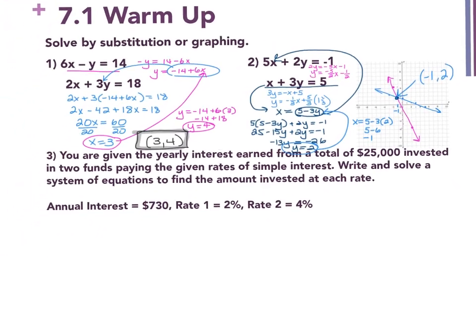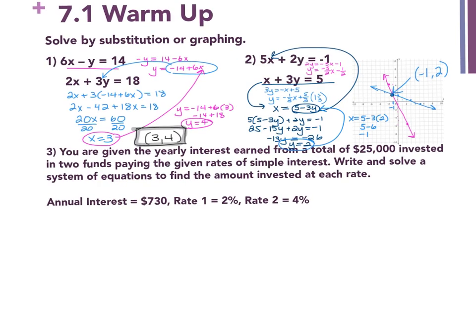All right, then question 3 said, you're given the yearly interest earned from a total of $25,000 invested in 2 funds, paying the given rates of simple interest. Write and solve a system of equations to find the amount invested at each rate. So just like yesterday's example, we've got an annual interest of $730. Rate 1 is 2%, rate 2 is 4%.